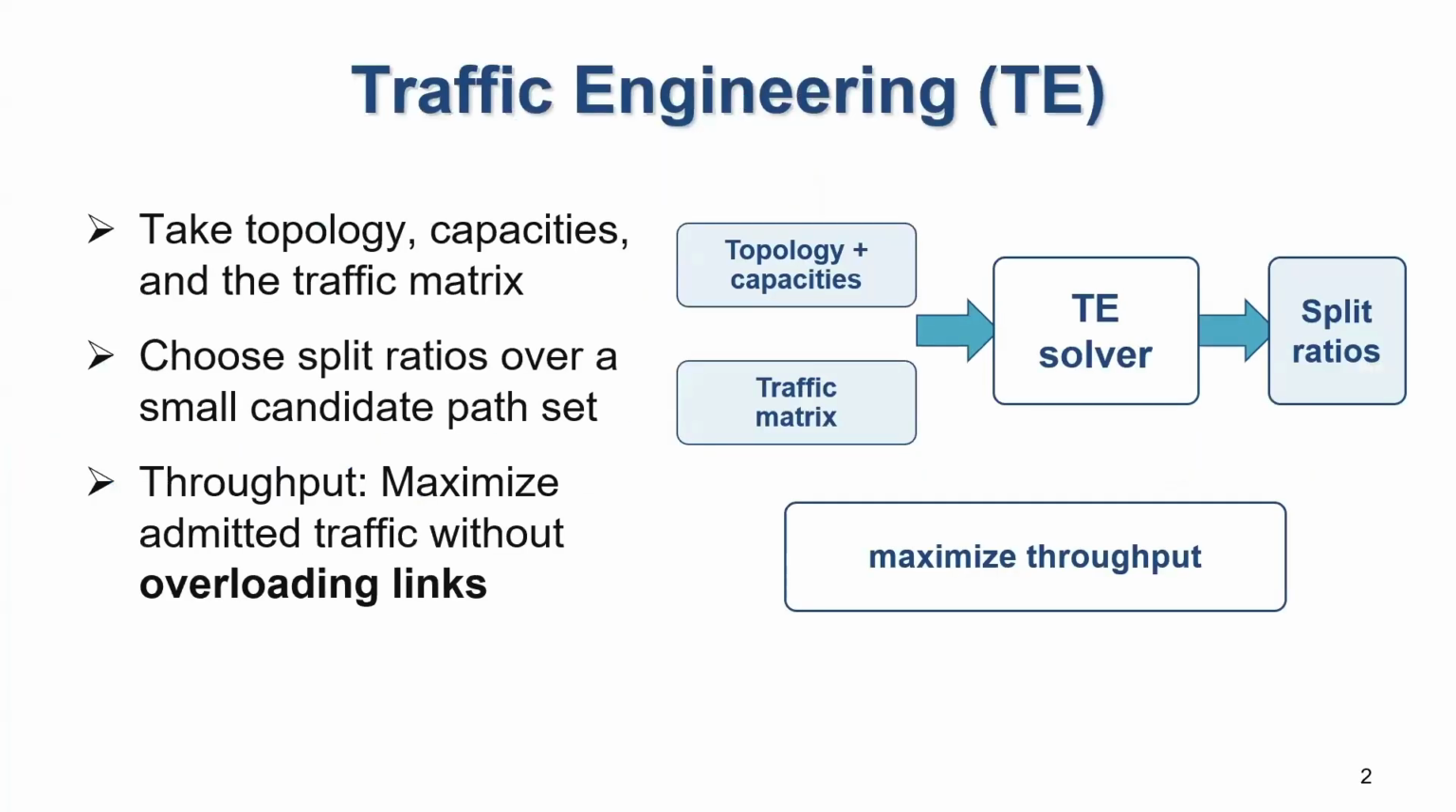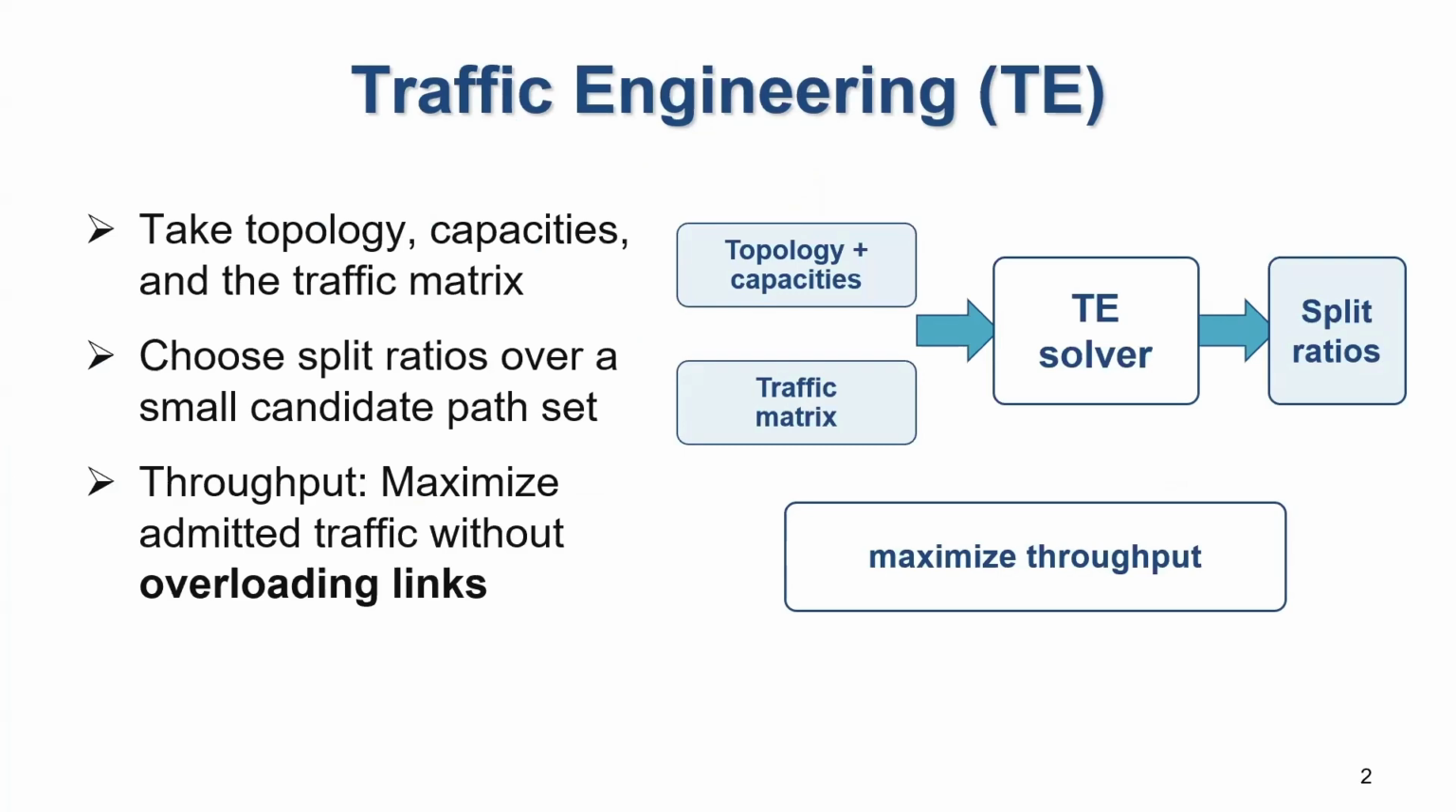Traffic engineering, TE, needs to solve a new optimization problem on a regular basis, for example, every 5 minutes. Typically, a centralized TE controller repeatedly closes the loop. It observes the current topology, link capacities, and traffic matrix. It then computes route ratios among a pre-computed candidate path set.